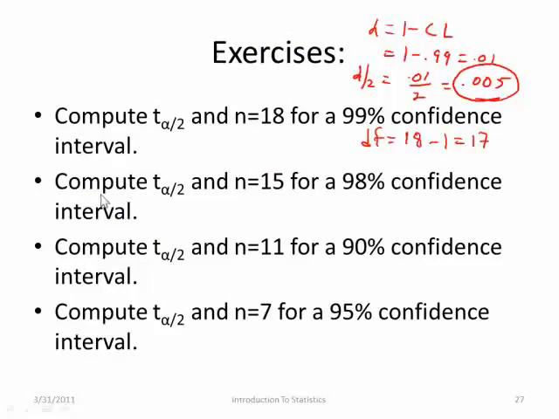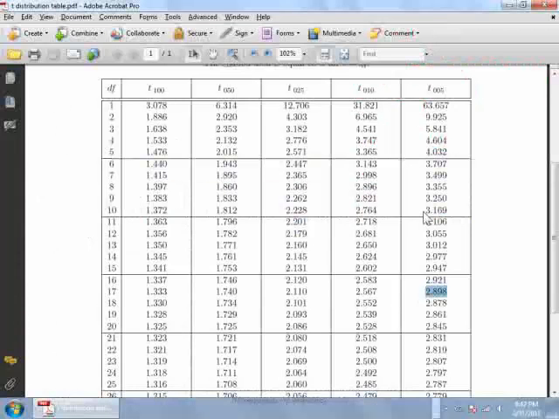So if I want to find the t-score when n is equal to 15 and we have 98% confidence, again, we'll do the same game. Alpha is equal to 1 minus 0.98, which is 0.02. Alpha over 2 is 0.02 divided by 2, which is equal to 0.01. Our degrees of freedom is equal to 15 minus 1, which is equal to 14. So now I have everything that I need, so we'll just come back over here. So t sub 0.01 is right here. Degrees of freedom we said was 14, so our t-score then is 2.624.